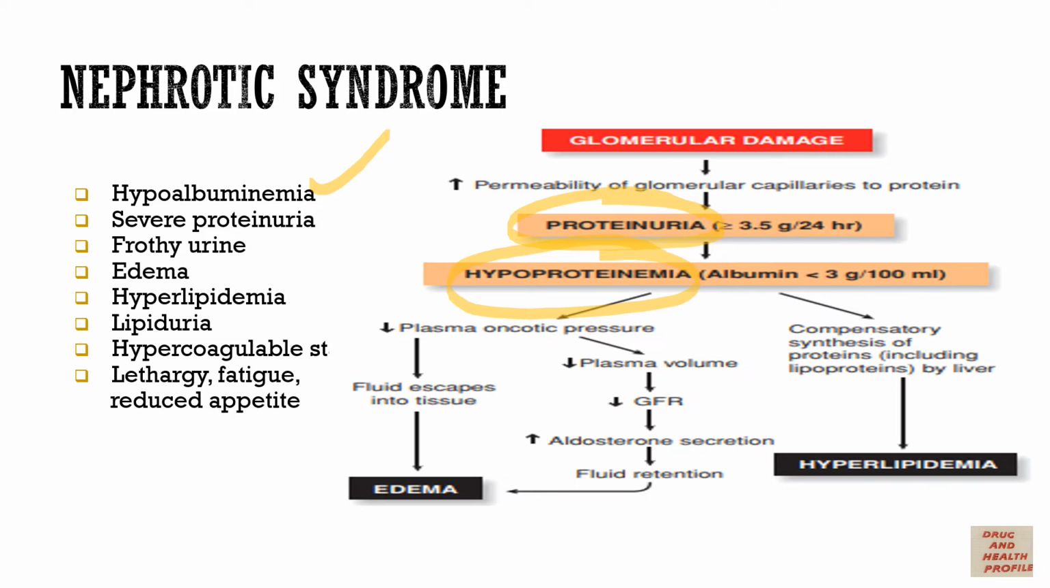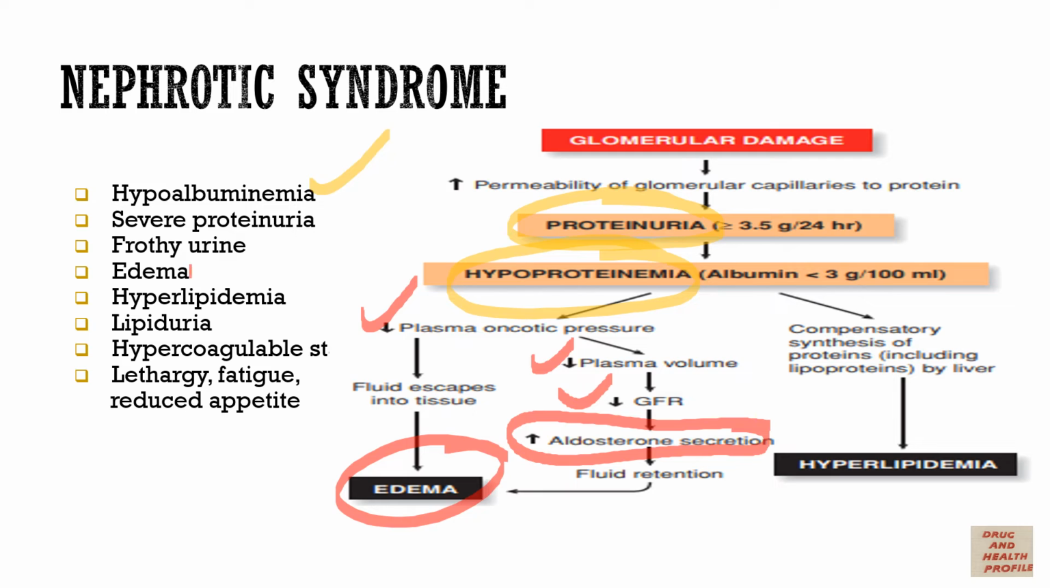So hypoproteinemia leads to a decreased level in the oncotic pressure. And when the oncotic pressure decreases, there will be a decreased plasma volume and a decrease in the GFR. A decrease in the GFR leads to an increased aldosterone secretion, that is water and salt will be retained, and hence fluid will be retained in the body, leading to edema. And since we lose a lot of proteins in the urine, the urine will be frothy.